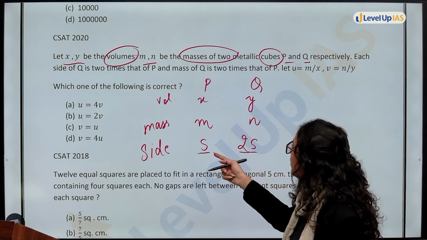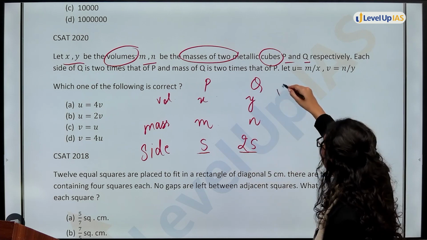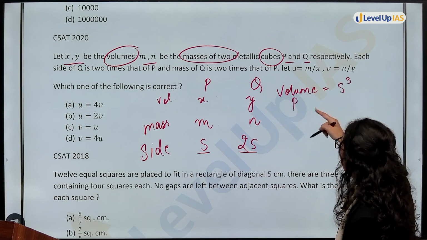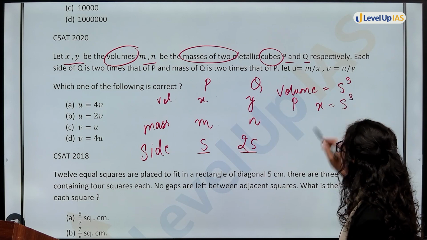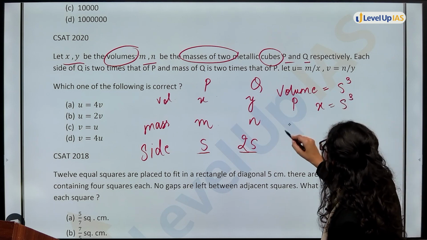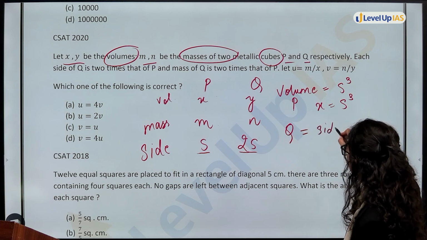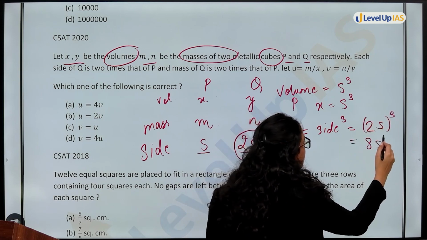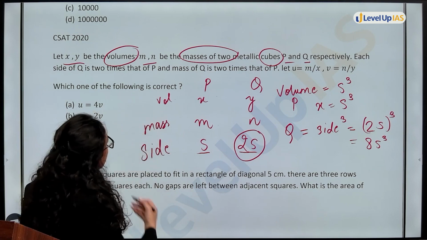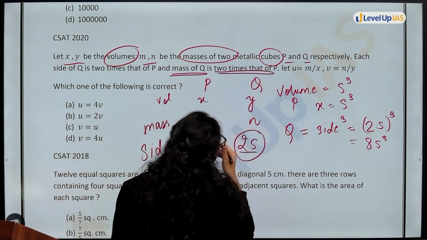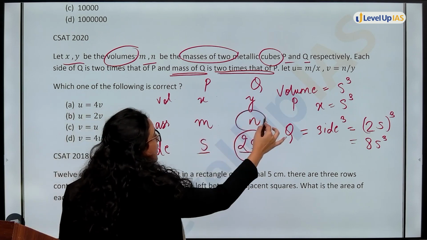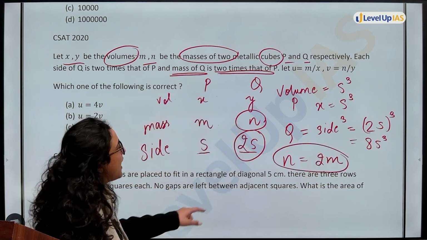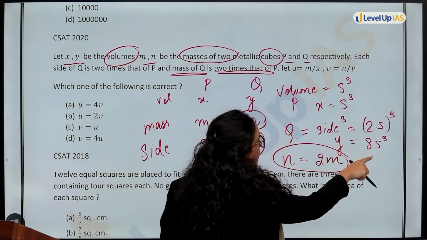So if one side is S, another side is 2S, what is the volume? Volume for a cube is side cube. Volume of P will be S cube. That means X is equal to S cube. Another thing: volume of Q is again side cube, so side here is 2S. Volume of Q will be 2S cube, that means 8S cube. Up to here we have found out. This is also given: mass of Q is 2 times that of P. What is the mass of Q? N. Already it is given N is equal to 2M.